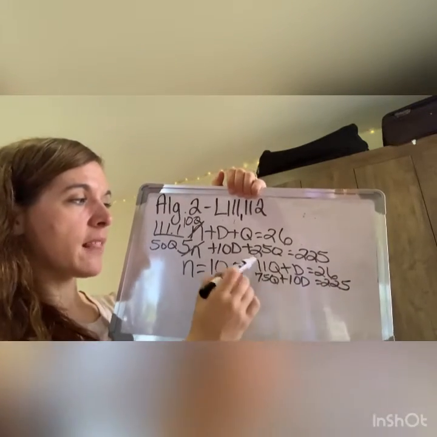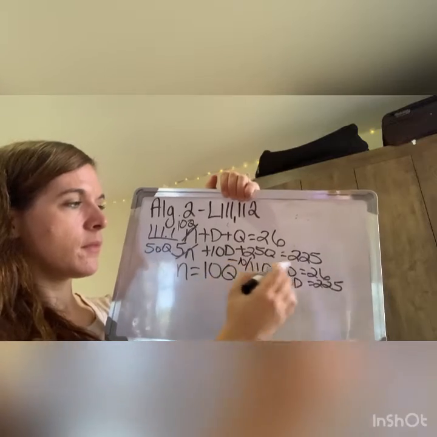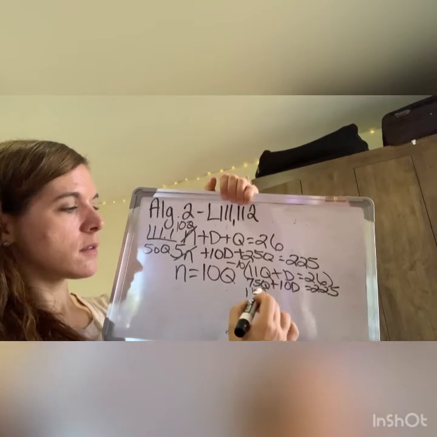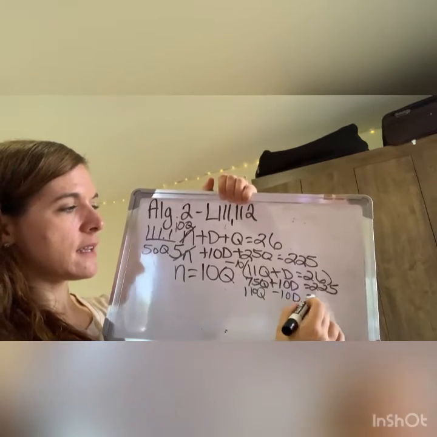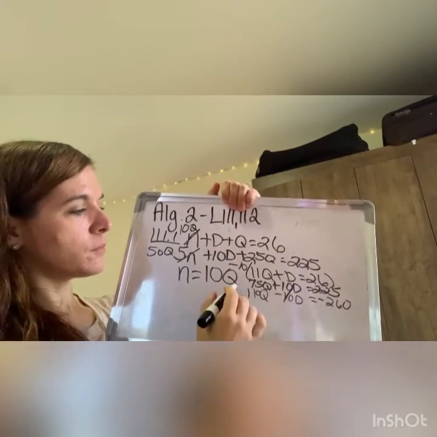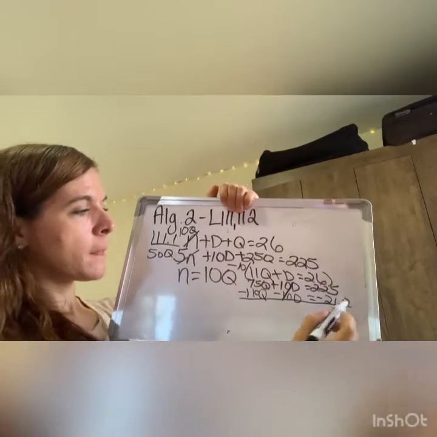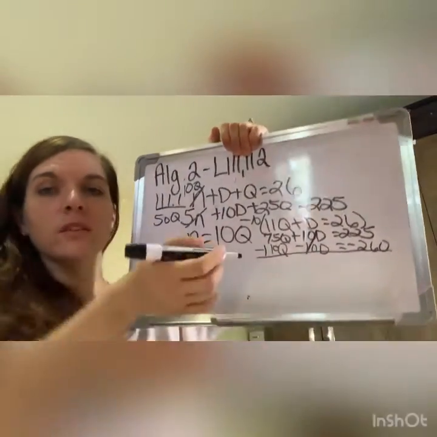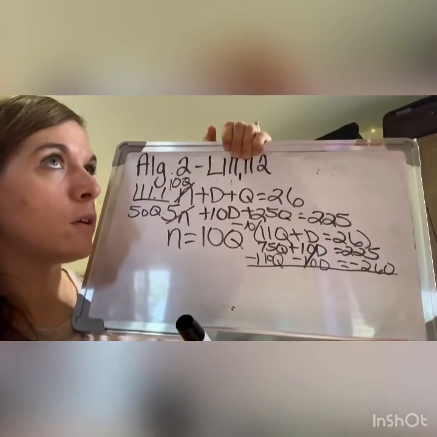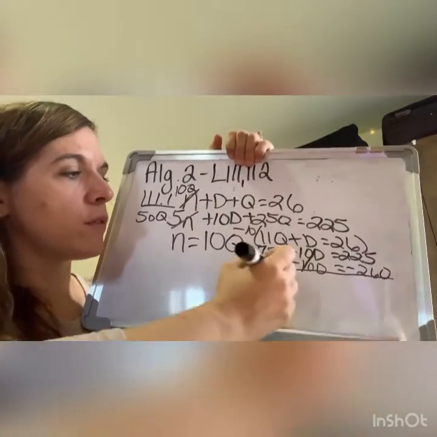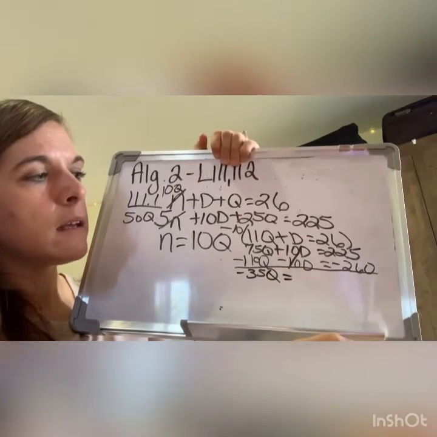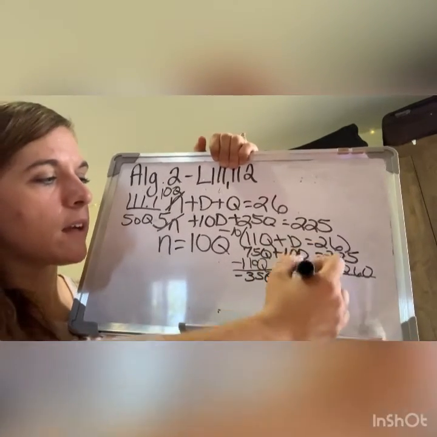So then I'm going to multiply this one by negative 10 to make D cancel out. So it's going to be 110 quarters minus 10D equals negative 260, right? Cancel that out. Okay, now we have 110 minus 75 is 35. Okay, so 35, negative 35 quarters equals negative 35, right?